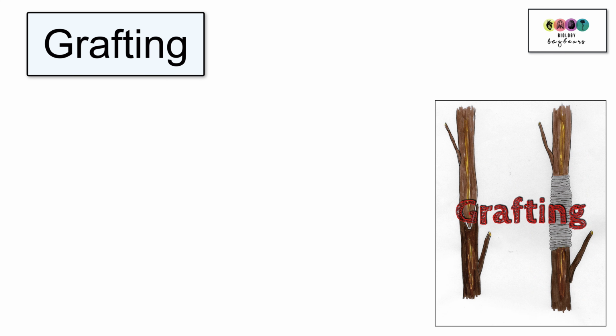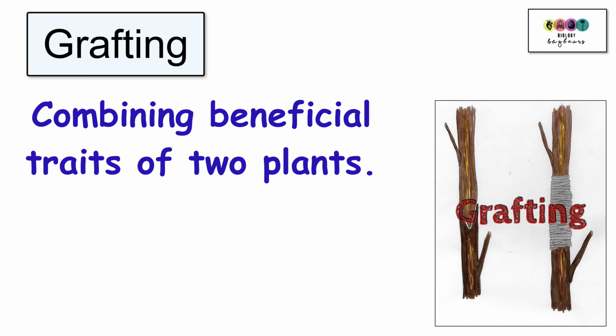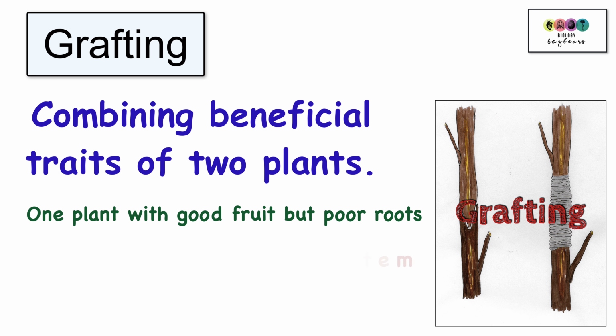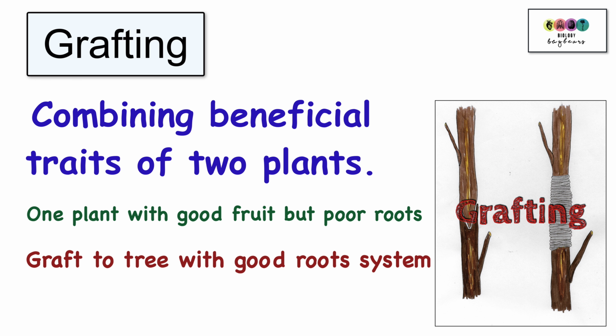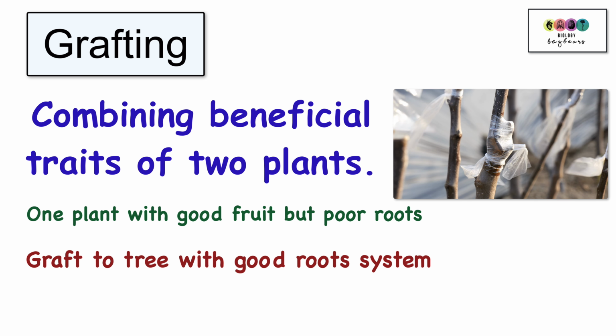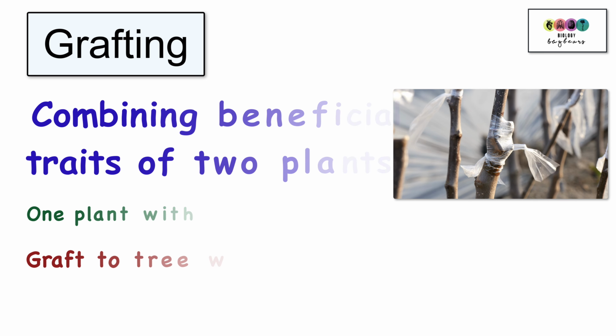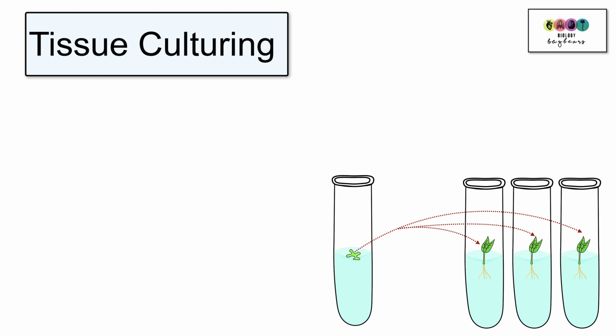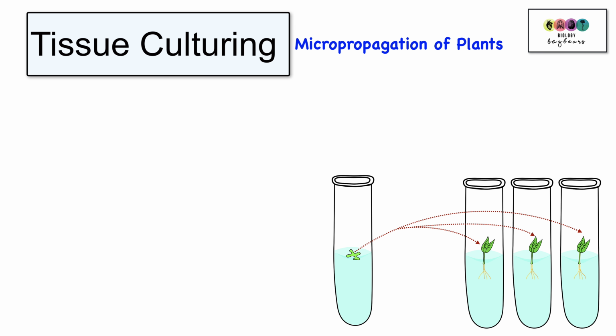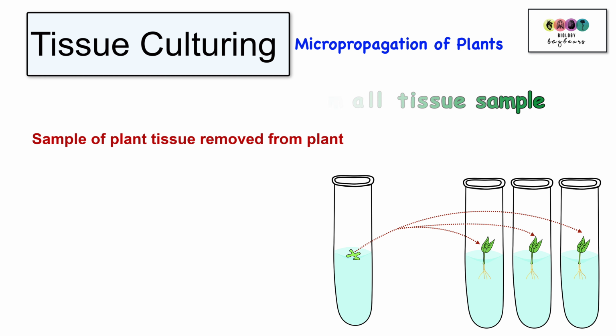Next up, it's grafting. Grafting is done when you want to combine beneficial traits of two different plants. For example, you could have one plant that produces good fruit, but not much of it because of a poor root system. You can take a branch of this tree and graft it onto a tree with a better root system. Ultimately, this will give you a plant that produces lots of your desired fruit because it's benefiting from a better root system.